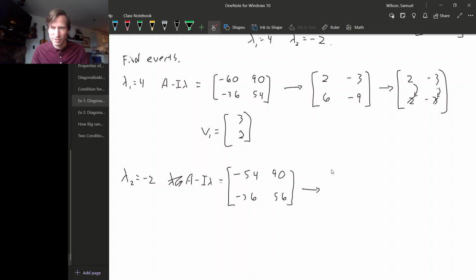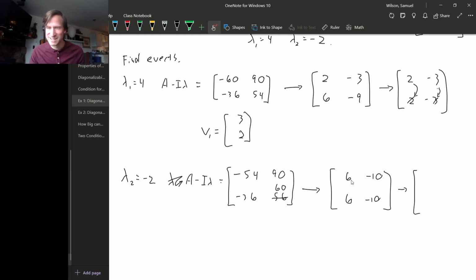Okay, so let's see, first row, let's divide by negative 9, I guess, so 6 and negative 10. And then here, let's divide by negative 6. So 6. And did I make a mistake? Oh, yes, I did. I was supposed to be adding 2, and I subtracted 2. This should be a 60. Okay, good. And that means that this comes out to negative 10.